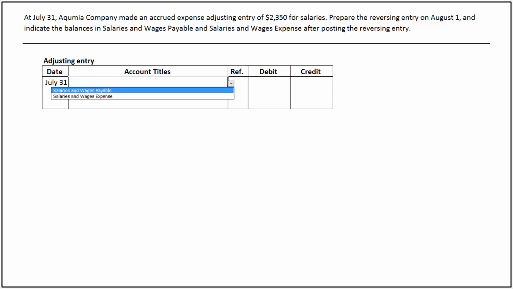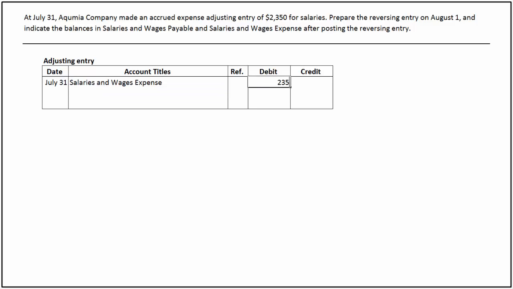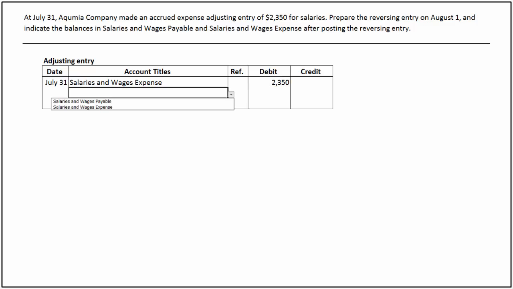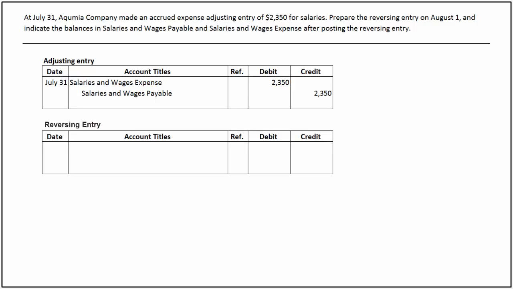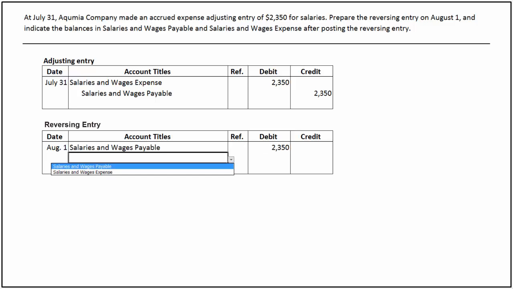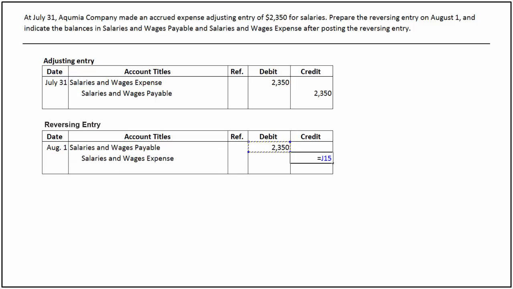was a debit to salaries and wages expense for $2,350 and a credit to salaries and wages payable for the same amount. Thus, the reversing entry that should be made on August 1st is a debit to salaries and wages payable for $2,350 and a credit to salaries and wages expense for the same amount. Note that it is the exact opposite of the adjusting entry that was made on July 31st.